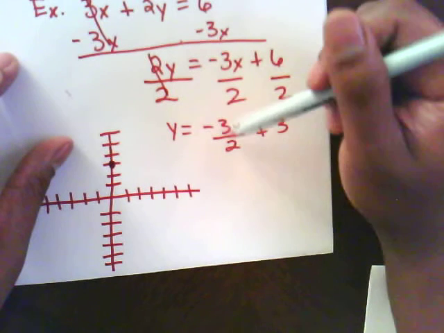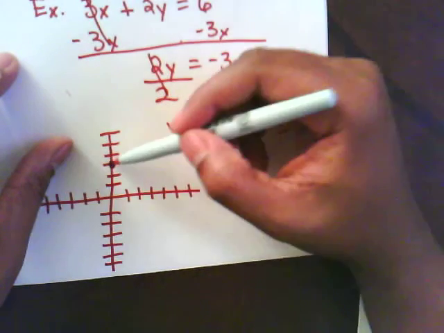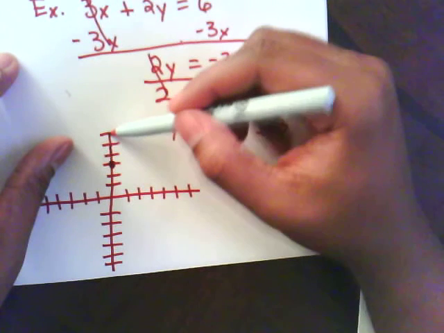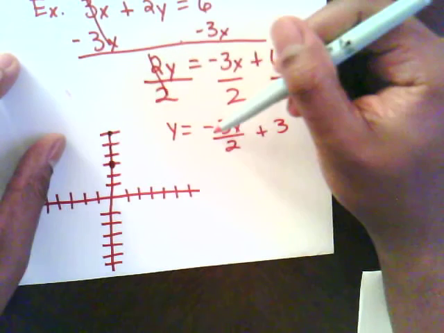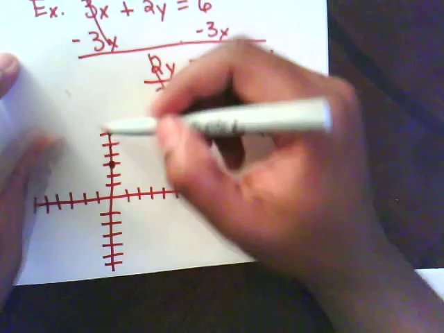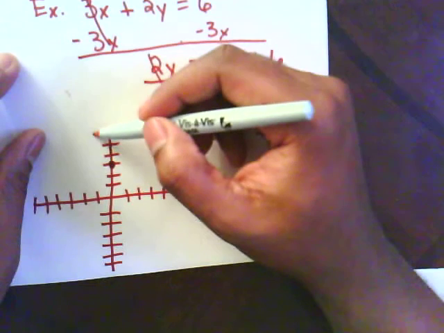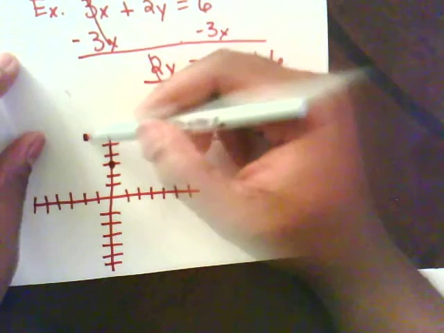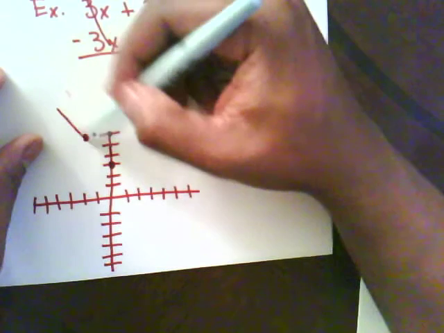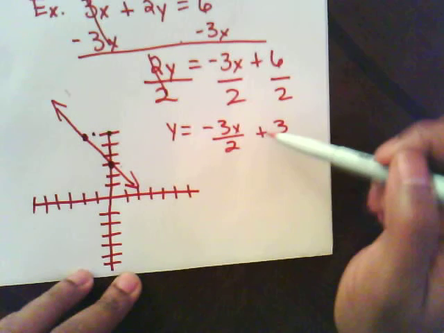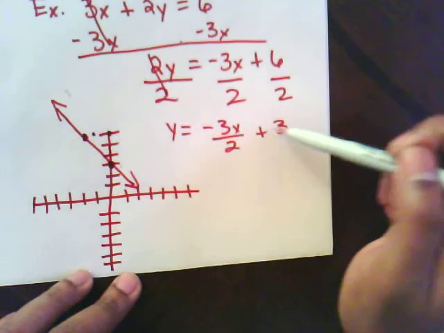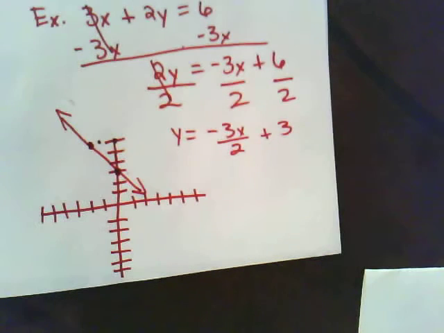Now, we're going to rise 3. 1, 2, 3. And we're going to run to the left 2. Why the left? Because it's negative. So, we go to the left. 1, 2. That's our next point, and here's our line. As you can see, our line intersects the y-axis at 3. Thus, our y-intercept. Alright, let's try one more example in case that's slightly confusing.